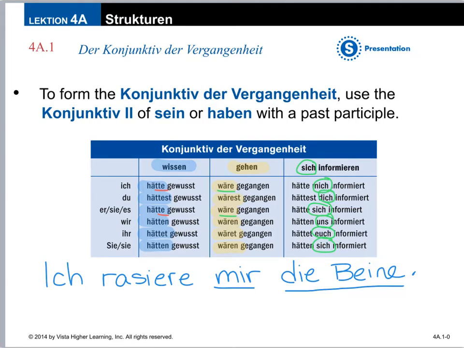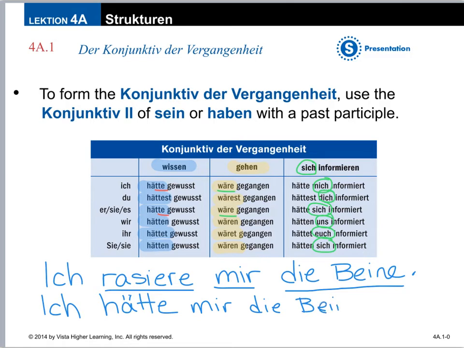Well, shaving my legs is not a verb of motion. So if I'm changing this to be in the Konjunktiv der Vergangenheit and I want to say I would have shaved my legs, think about it. Is it going to be ich hätte or ich wäre? Well, it's going to be hätte because it's not a verb of motion. And then the past participle of rasiere will be at the end. So ich hätte mir die Beine rasiert. Now you're saying I would have shaved my legs.